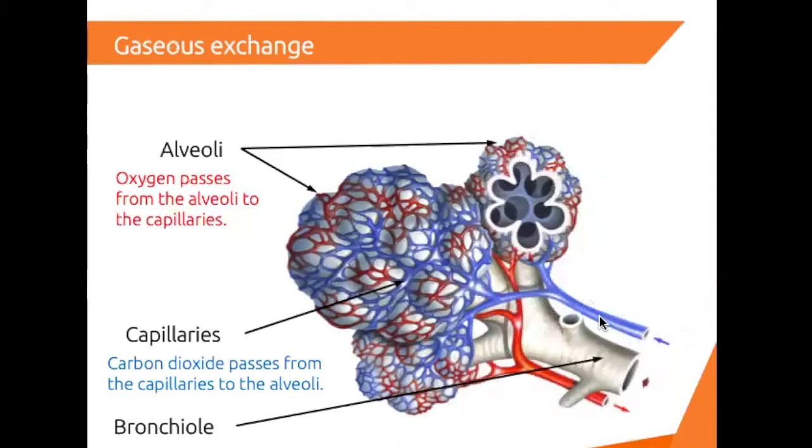So alveoli are the air sacs right on the end of those bronchioles, and they are surrounded in capillaries that are responsible for the gaseous exchange that I talked about earlier. So if you see anything to do with alveoli, think about gaseous exchange. Oxygen in, carbon dioxide out.